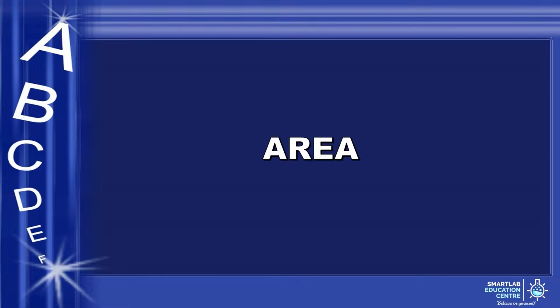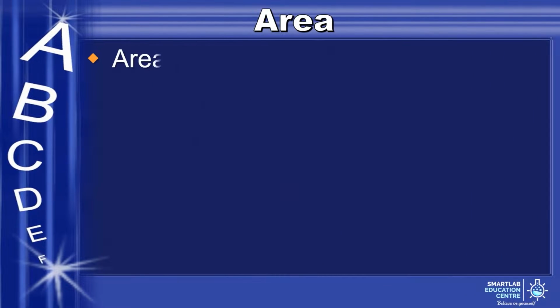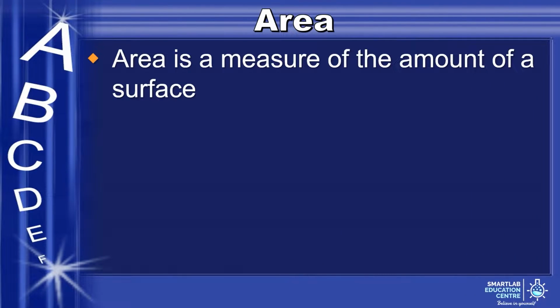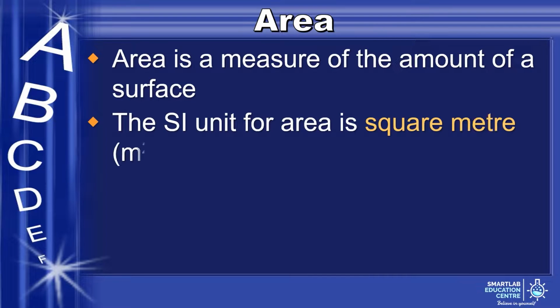The second physical quantity we learn today is area. Area is a measure of the amount of a surface. The SI unit for area is square meter.